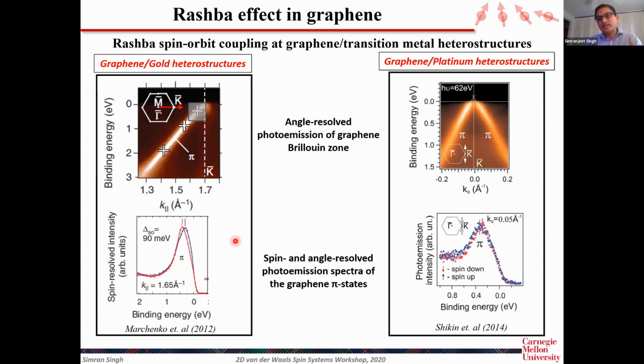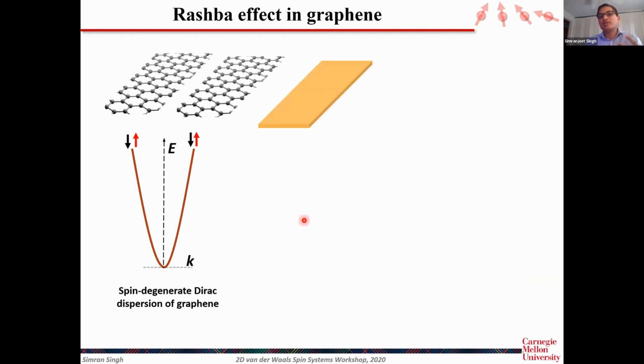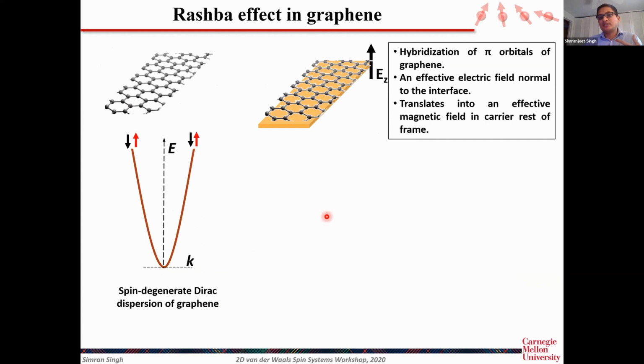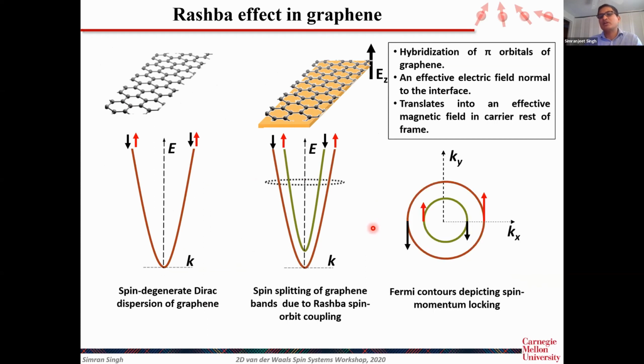And what we think is going on in our heterostructure is that we have graphene with its spin-degenerate Dirac dispersion. But when you couple it to platinum, the pi orbitals of graphene hybridize very effectively with the 5d orbitals of platinum, resulting in this spin splitting of graphene and forming some kind of Rashba interface, which can contribute to the enhanced spin charge conversion signals that we have seen in our heterostructures.